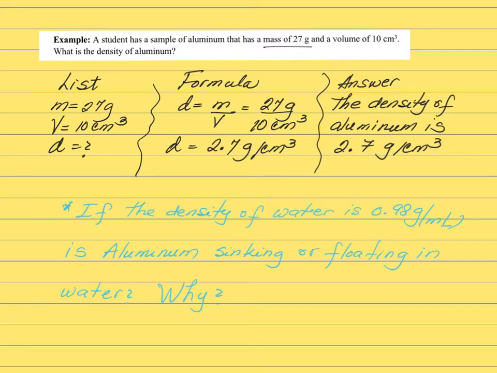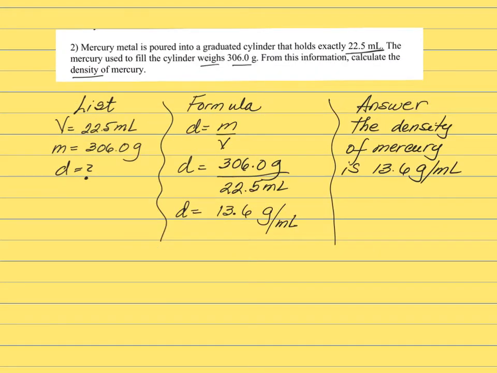Okay? So, Ms. Ramos, you have aluminum over here, and in these problems, the density of aluminum is 2.7 grams per cubic centimeter. What's going to happen to that aluminum if I put it in water, and the density of water is 0.98 grams per milliliter? Is the aluminum going to sink or float? Look at the number, 2.7, bigger than 0.98. So what's going to happen to the aluminum? It's going to sink because it's more dense, okay? More dense.